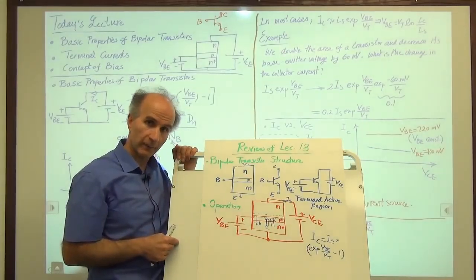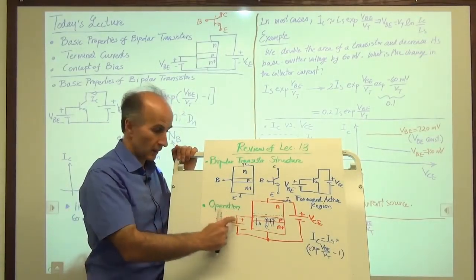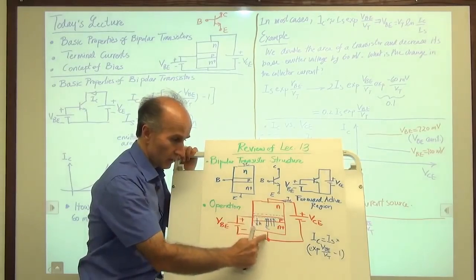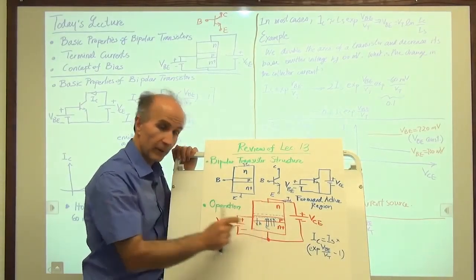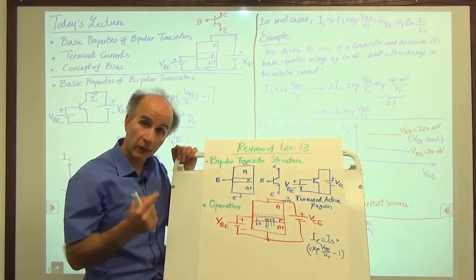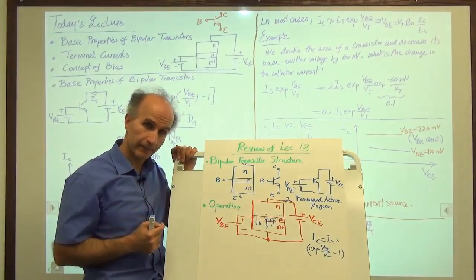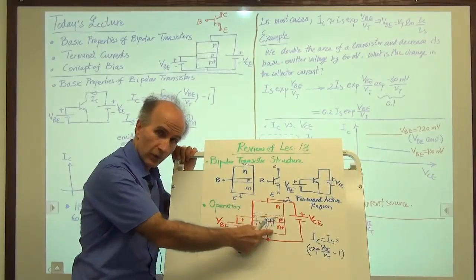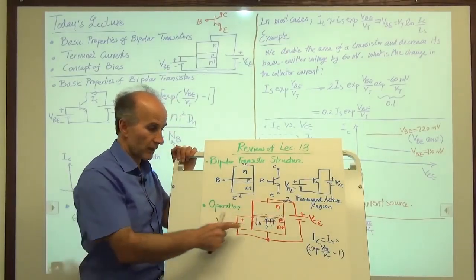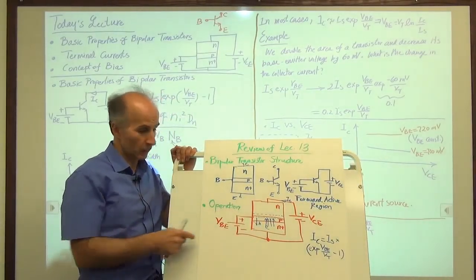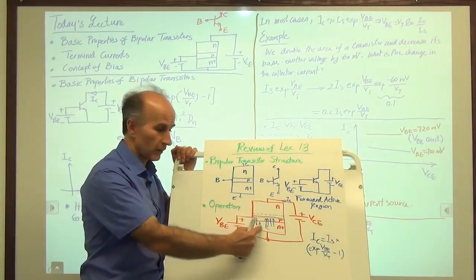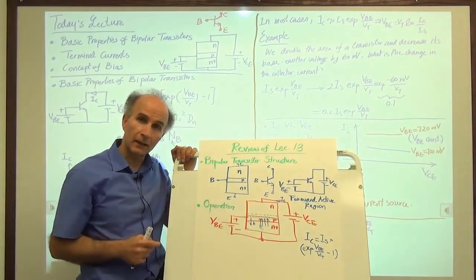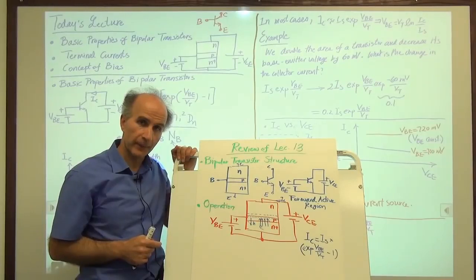Where does this hole come from? It has to come from the base. This is a forward bias junction. So these holes have to come from the base. So they create a current in the base. In other words, the current that the base supplies to the transistor provides these holes that will eventually cross the emitter and go back to the negative terminal of the battery.